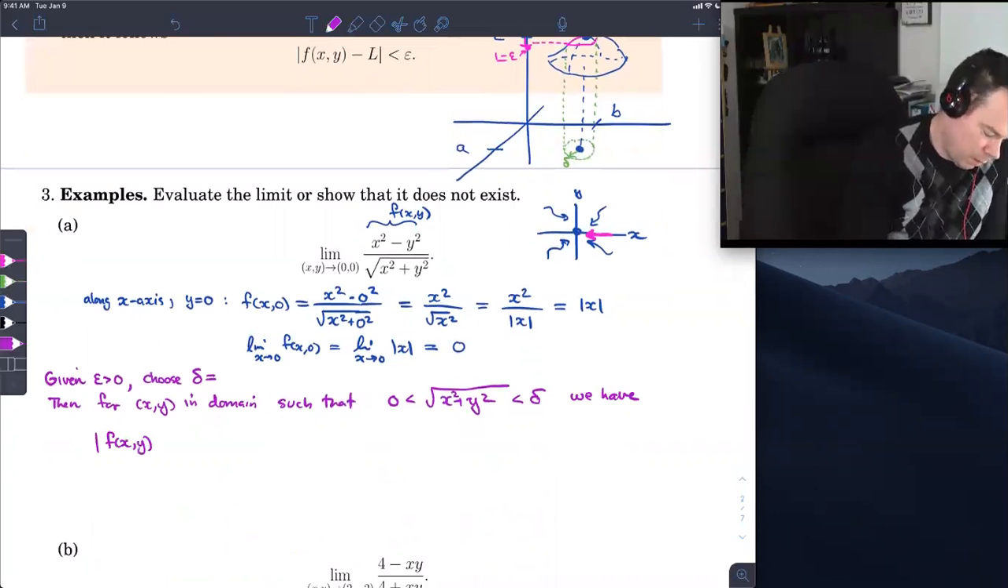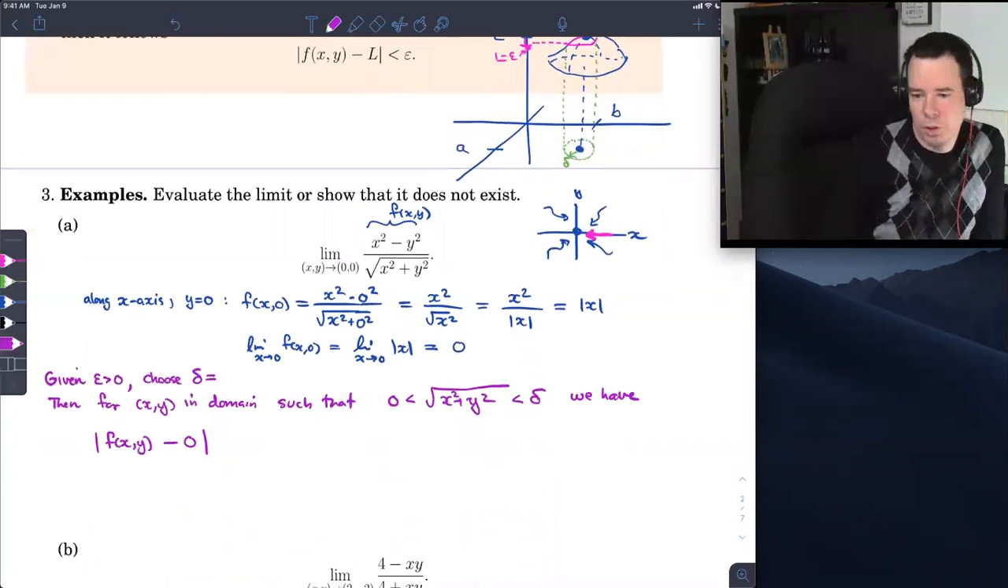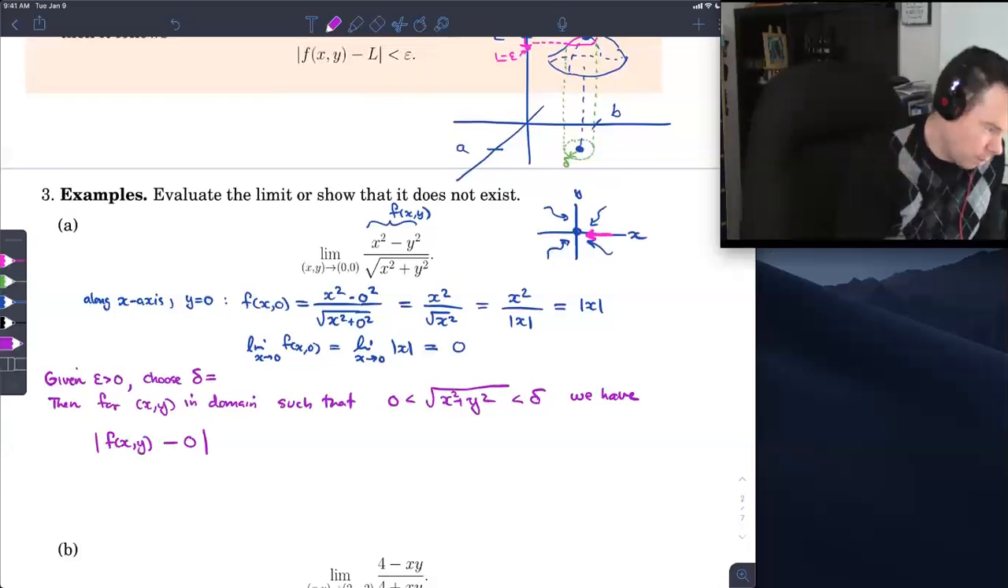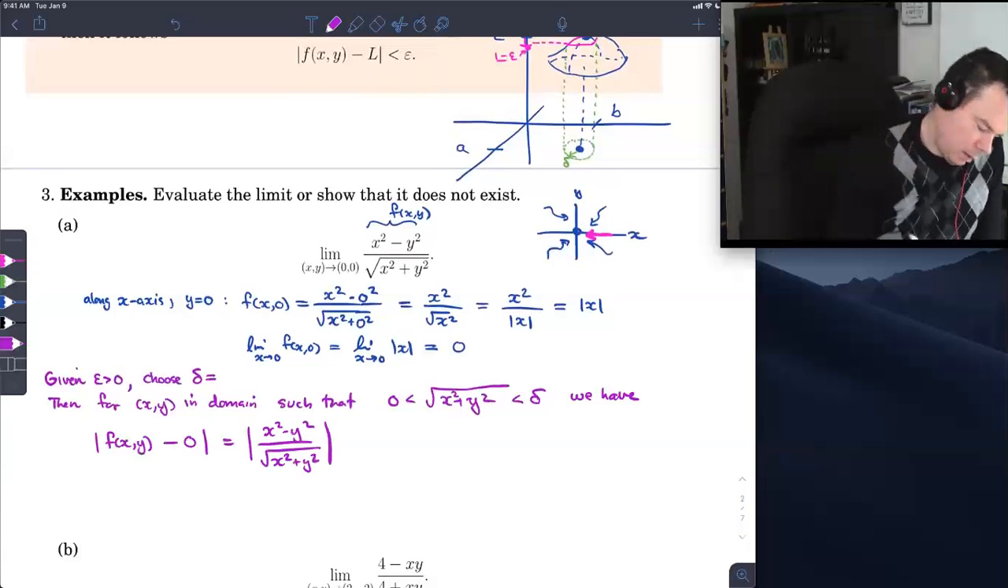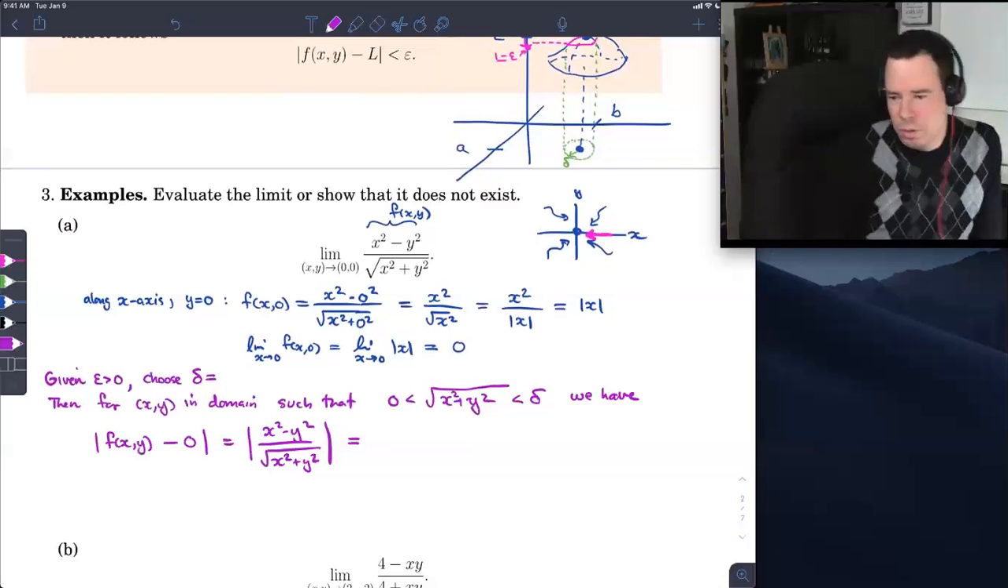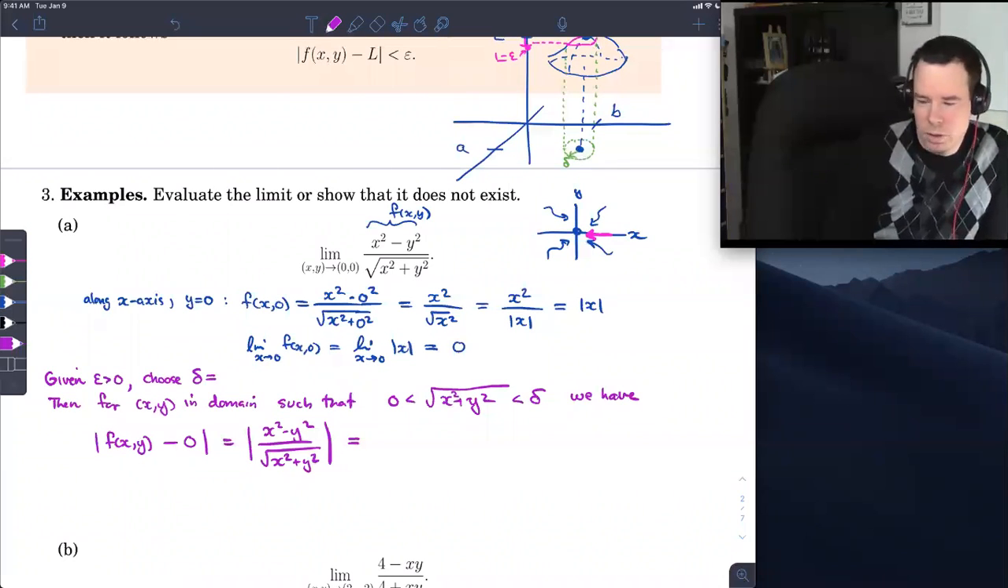we now want to show our function value is within epsilon of the limiting value. The limiting value we're trying to show is 0, so I need to look at how big f of xy is, or how far away f of xy is from 0, given that my input xy is within a delta radius circle of the origin. So this becomes then our function value over square root of x squared plus y squared. And now I need to figure out how to use the fact that the square root of x squared plus y squared is smaller than delta to try to show that this thing is smaller than epsilon.